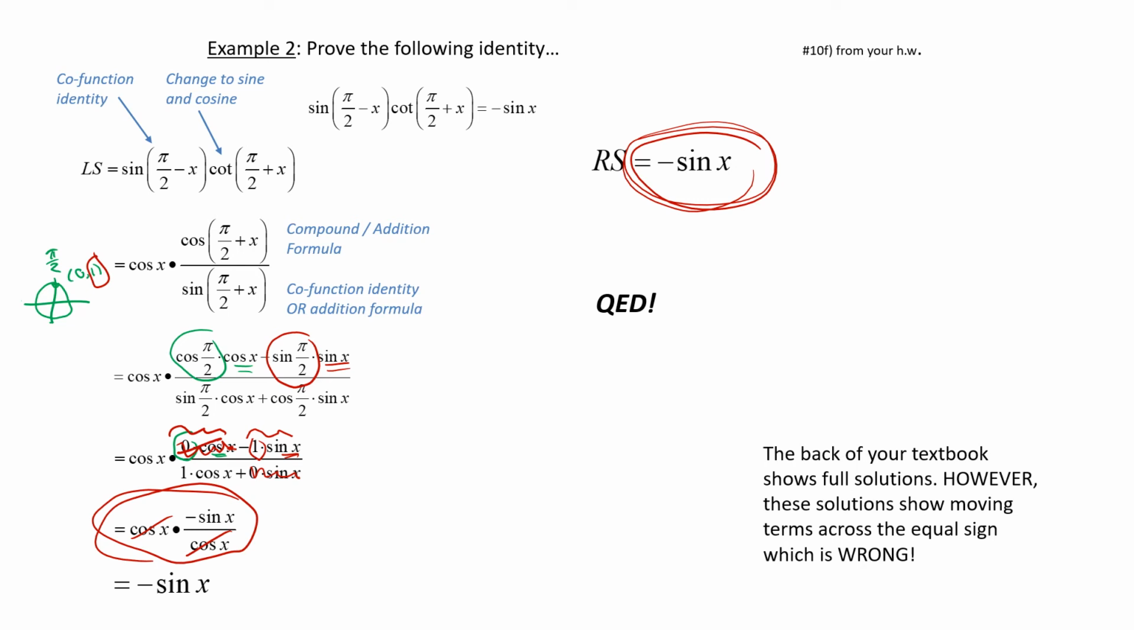However, these solutions show moving terms across the equal sign, which is wrong. Terrible mistake on the publisher's part there. You cannot move across the equal sign. So if the back of the book does it, it does not mean you can do it.